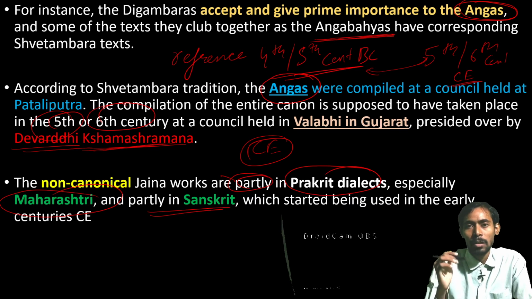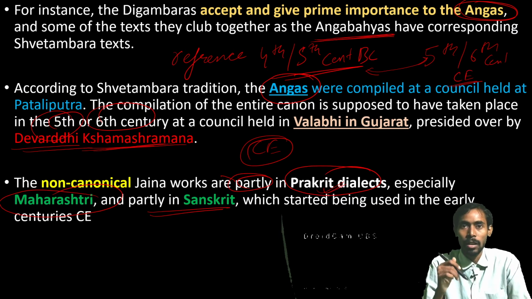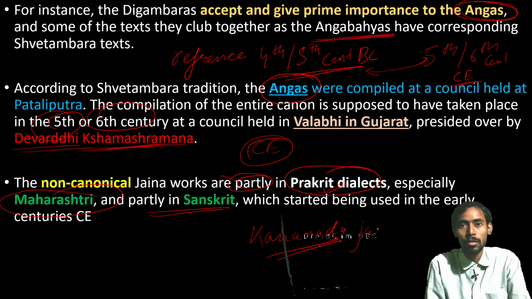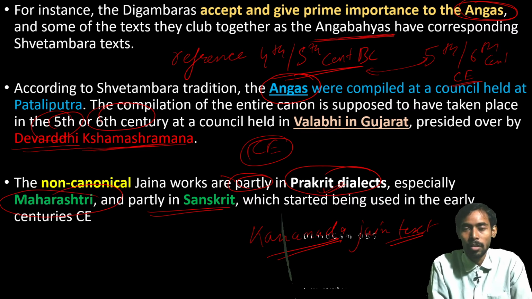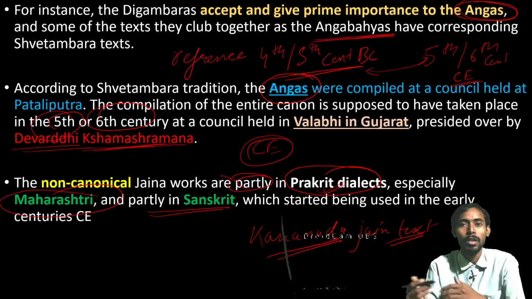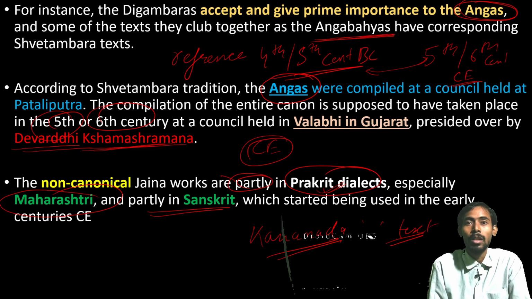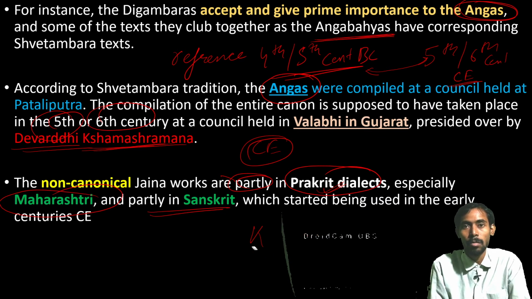Before we move ahead, we should also know that in the timeline of the non-canonical Jain work, apart from the languages we have talked about, the Prakrit dialect, Maharashtri and Sanskrit, there is also Kannada, in which Jain text has been written. But the author has not mentioned anything about it at this point; she mentioned that she will deal with it in the upcoming chapters of the book. Still, in Kannada also there are several Jain works.